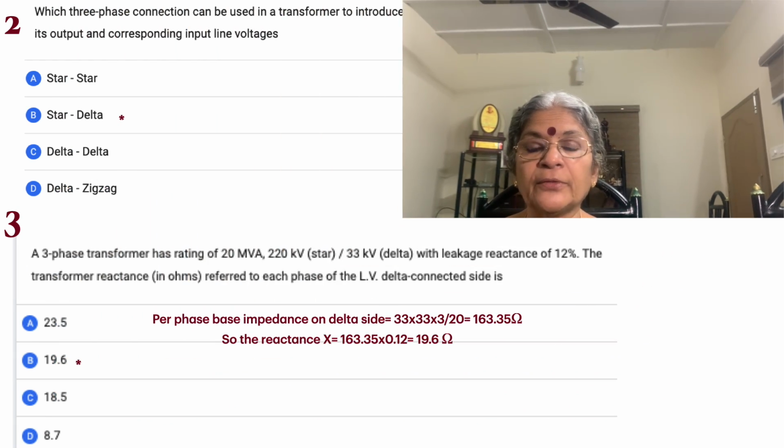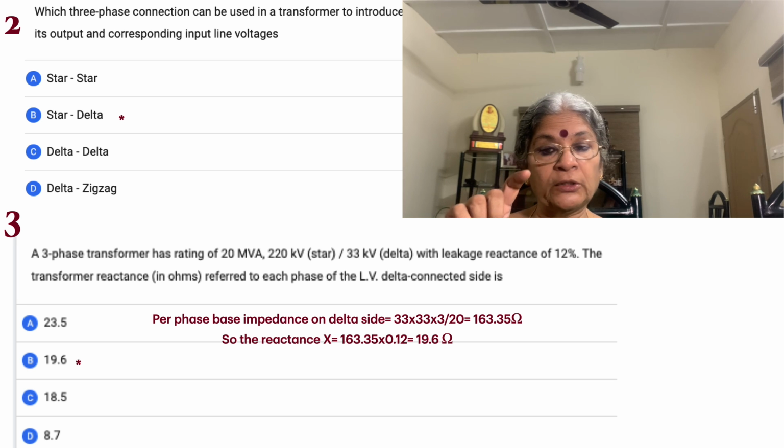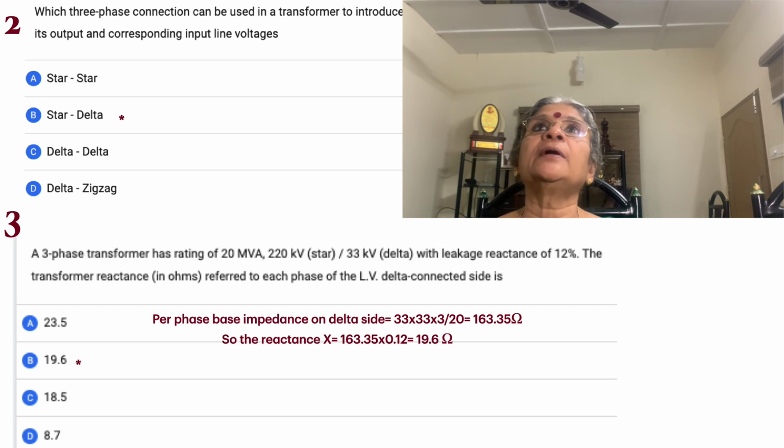That is the third problem. This is a numerical one. A three-phase transformer has ratings of 20 MVA, 220 kV star, and 33 kV delta. So what do we have there? Each of these phases links: 220 by root 3 will give you the phase voltage that is going to link with each of the phase windings of the delta. That kind of visualization is important for three-phase transformers.